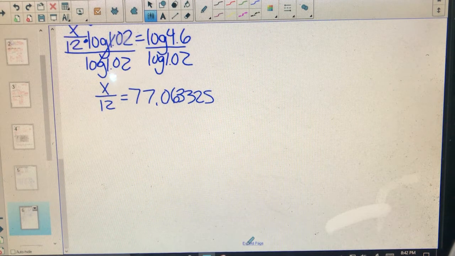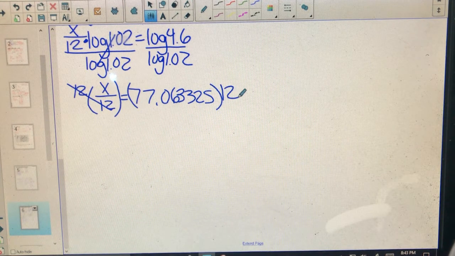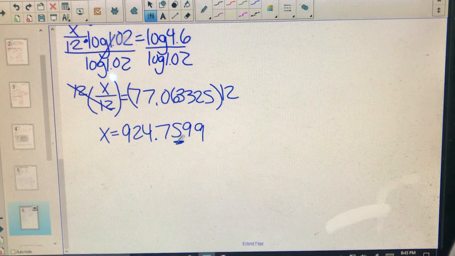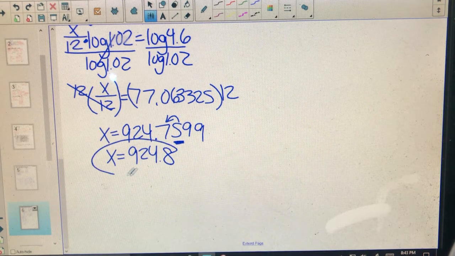I have to get rid of that divided by 12. To undo dividing by 12, I multiply both sides by 12. Now in your calculator, it's already stored that number, 77.06, blah, blah, blah. So all you have to press is times 12. It'll say ANS times 12, it's just plugging in your answer. And when you do that, you should get 924.7599. Look at that second number after the decimal point to see if that bumps up, and it does bump up, so this is 924.8.